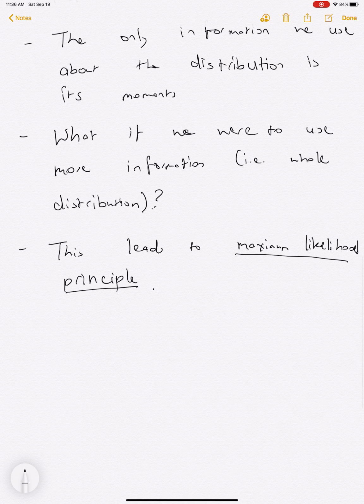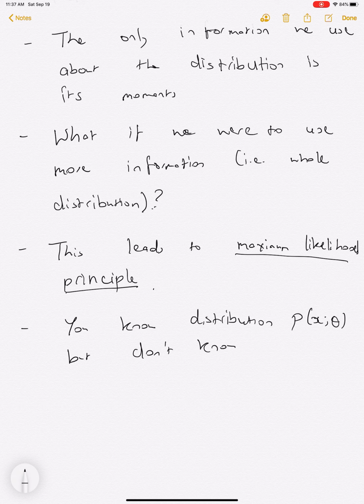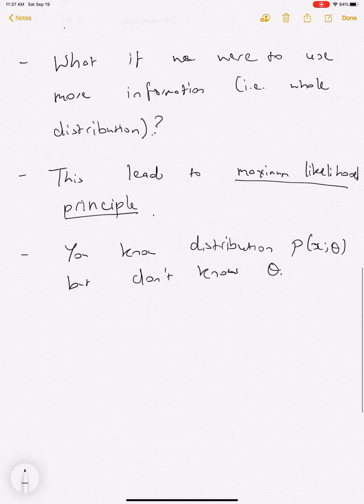And so this stems from the idea that we know the distribution P, but don't know theta. So this is the general challenge that we're dealing with often throughout the course, that you know the underlying distribution family, like it might be a normal or a uniform or something else, but you don't know all the parameters that determine that distribution.